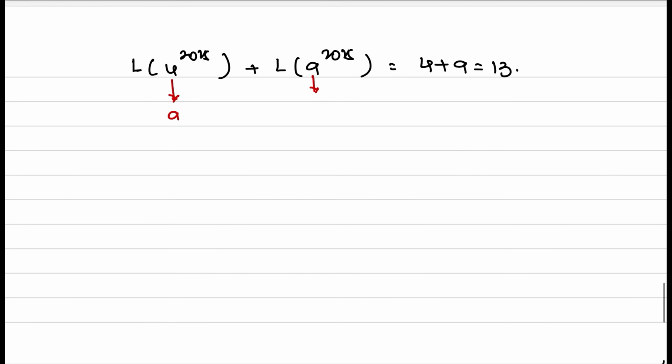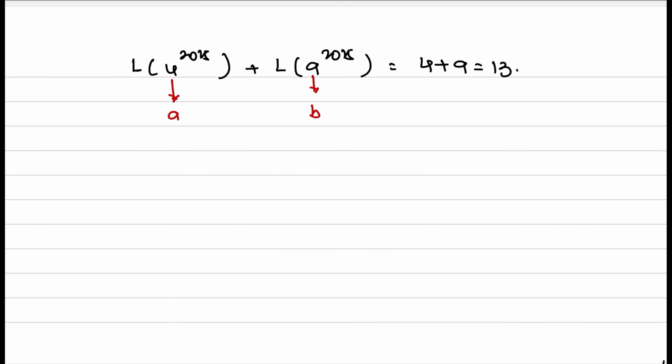Now, we got the values: last digit of 4 to the power of 2025 plus last digit of 9 to the power of 2025 is equal to 4 plus 9, that is equal to 13. That means whatever our assumption for A, this is B, is valid from the number theorems for finding the last digit.